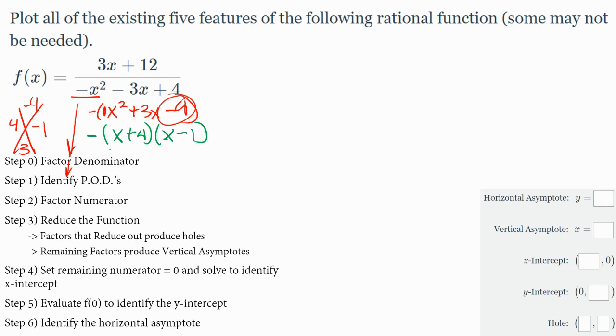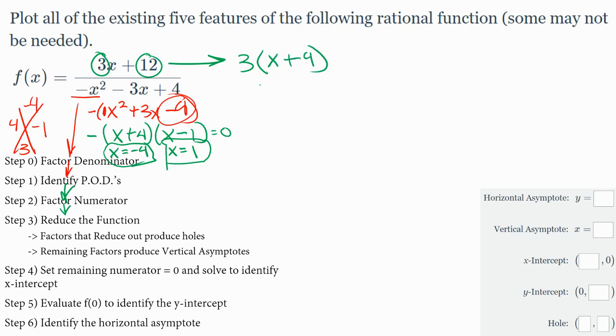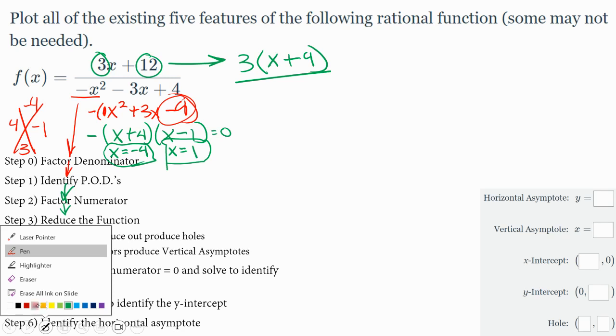Our points of discontinuity will be x equals negative 4 and x equals positive 1. If we set that equal to 0, each sign will change, moving to the other side. Then we can factor the numerator and reduce so we can determine whether these are holes or vertical asymptotes. So the numerator has a 3 in common. So I'm going to write that as a GCF factored out, 3 times x plus 4. And the denominator, I'm just going to rewrite back underneath there.